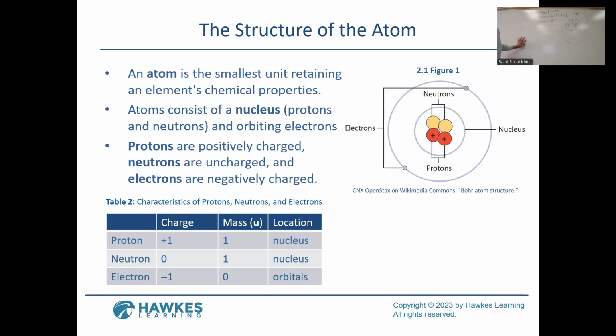And what's the mass number for tritium? 3. Why is it 3? Because it's tritium. And if it's 3, that means the proton number is 1. What's the neutron number? 2. So 1 plus 2, that's going to come out to 3.